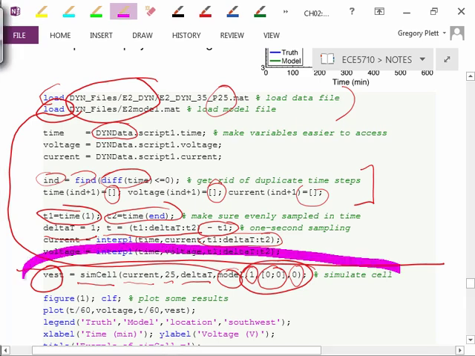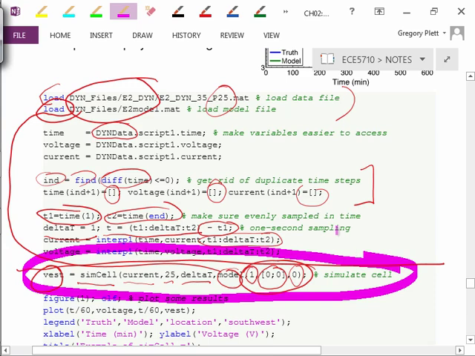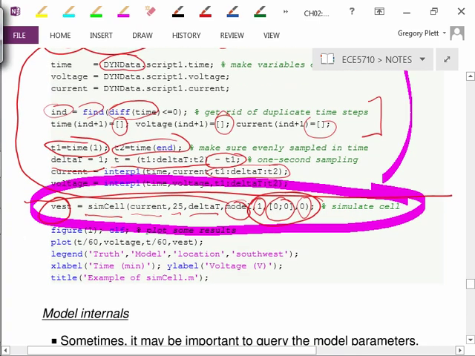So simcell.m does all of the tricky work, the hard work of simulating the cell model, and you can open that up and see how it works. But then I just do some preconditioning of the data, then I simulate it, and then I plot it, and that's all there is to it.